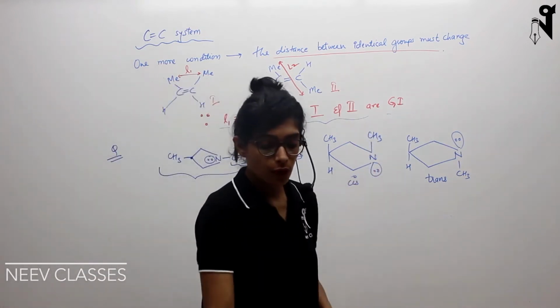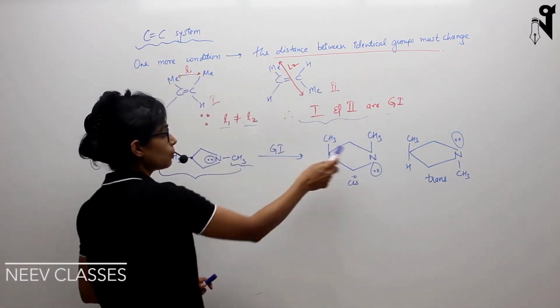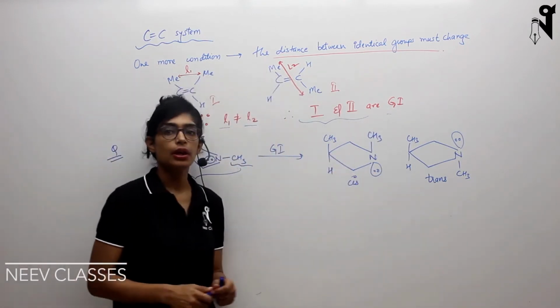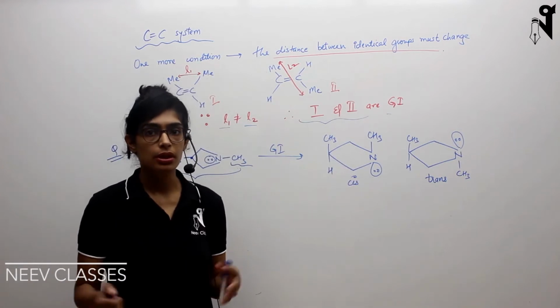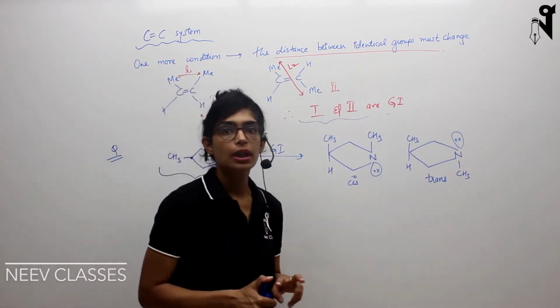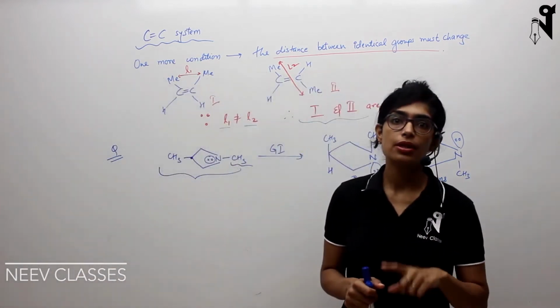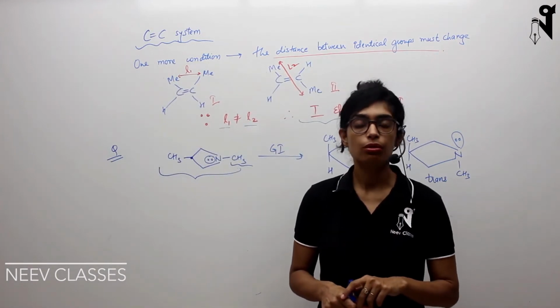So irrespective of all the four carbons, all the four positions or all the positions of your cyclic ring are carbon or non-carbon atom, it really doesn't matter. The only thing what we need is that it should be sp3 hybridized and it should have two different groups present on it to show GI.